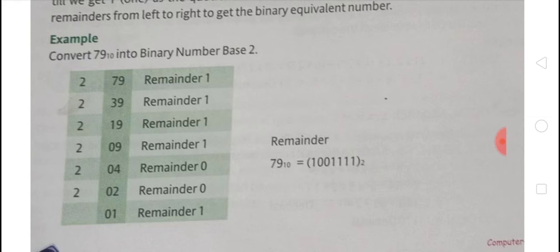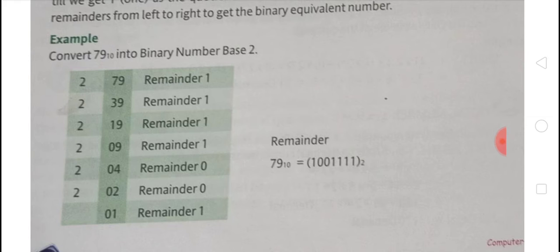It is a decimal number, we have to convert it into a binary number. How can we convert? So first we divide 79 by 2. What quotient will come? Quotient will come 39, and the remainder will come 1. Then again 39 we divide by 2, then the quotient will come 19, and the remainder again comes 1. Now 19 divided by 2, the remainder will come 1 and the quotient will come 9.